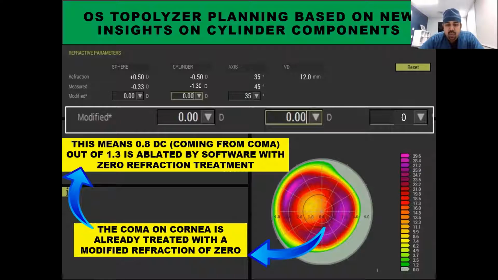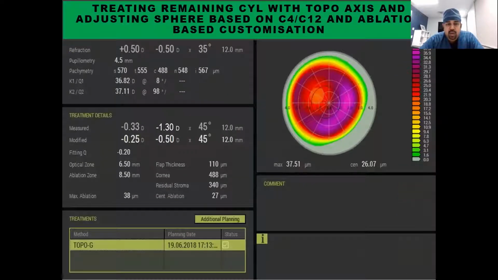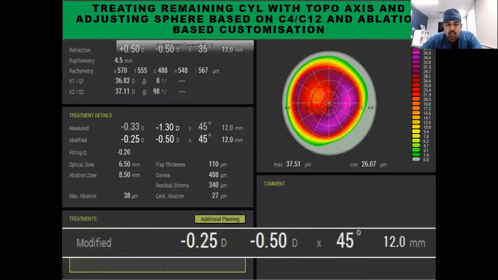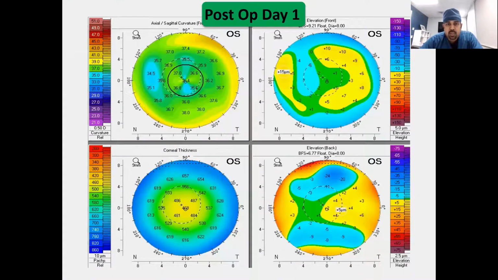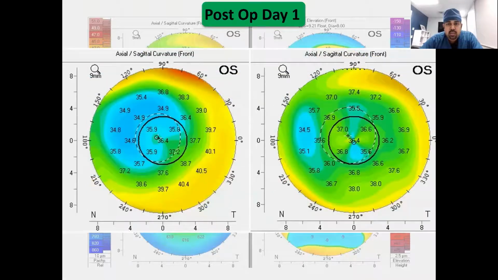So what we did for him was treat only the 0.5 that the patient was accepting, and did a topo guided treatment. The topo guided treatment essentially took care of the rest of the aberrations, and the 0.5 of the cylinder was actually his original astigmatism. At the end, when you look at his outcome, on the left is a pre-operative picture, and this is 2 weeks after the procedure.